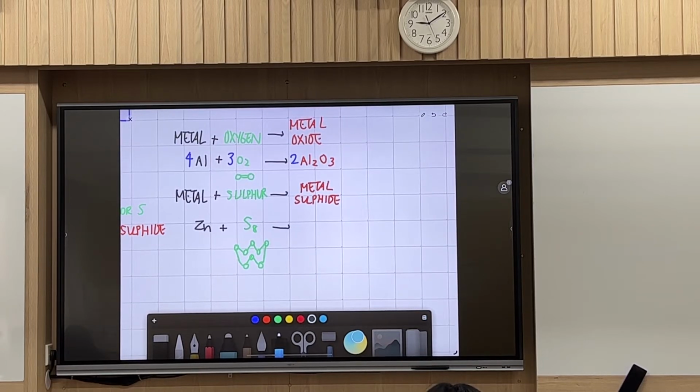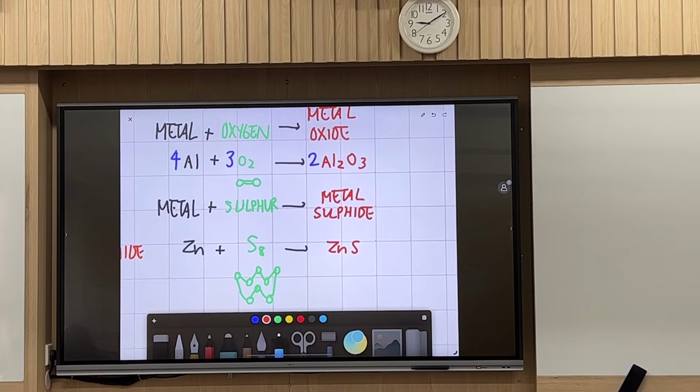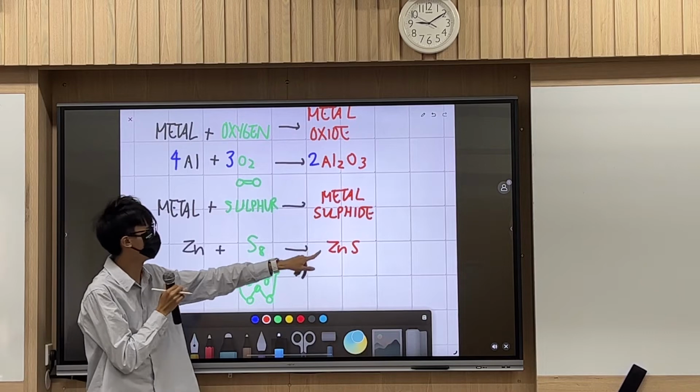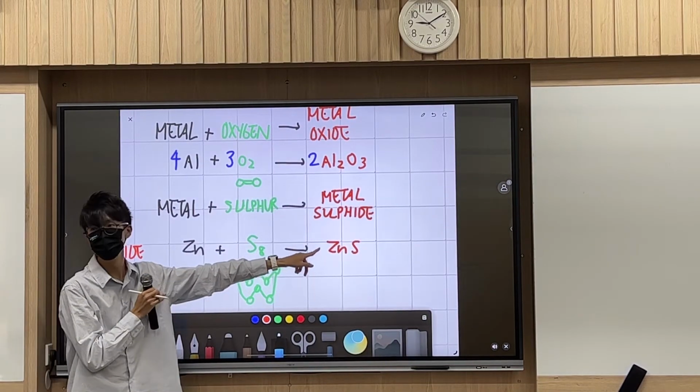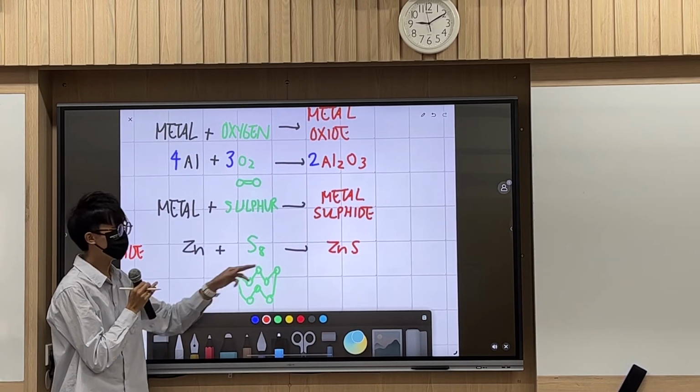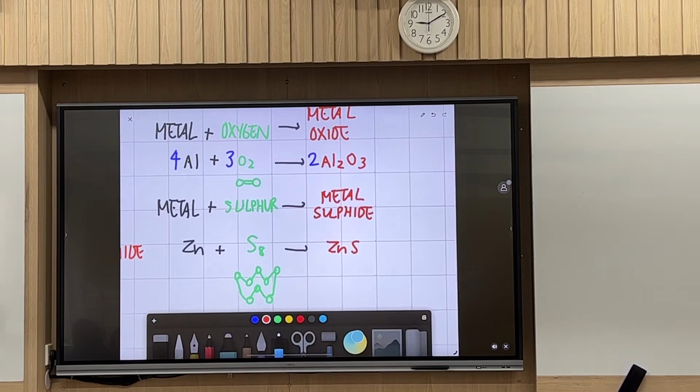So now, I want you all to challenge yourself to balance this equation. What do we need? We only need 2 numbers here. So how can we balance this equation, with the product being zinc sulfide? To balance the equation means to put some numbers in front. We call this the mole ratio. How can we balance it? We put 8 in front of ZnS. And once you put an 8 here, the number of sulfur is balanced.